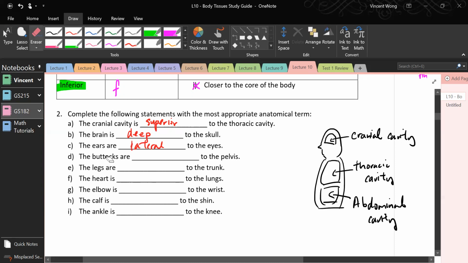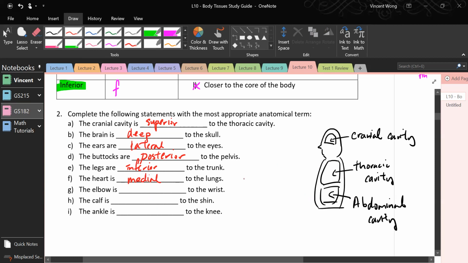The buttocks, which is the bump, your butt basically, are something to the pelvis. So pelvis is like around this area, and then the butt is here, right? So it is posterior. The legs are inferior to the trunk. The trunk is like this area, the trunk of the body. The heart is medial to the lungs, in between.